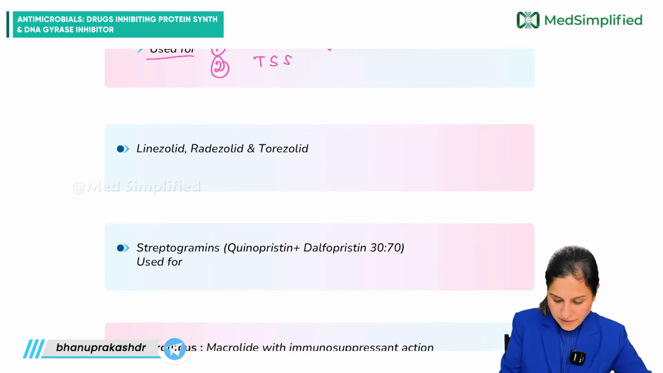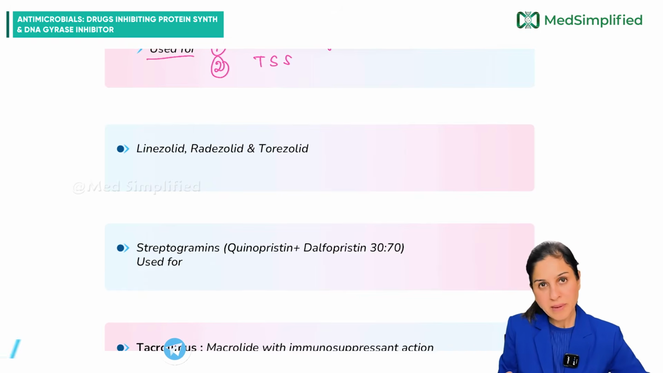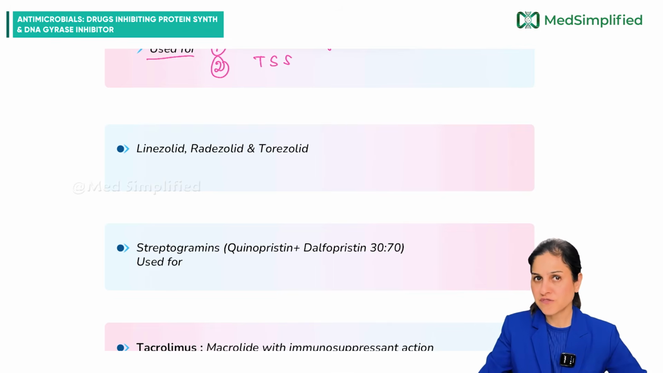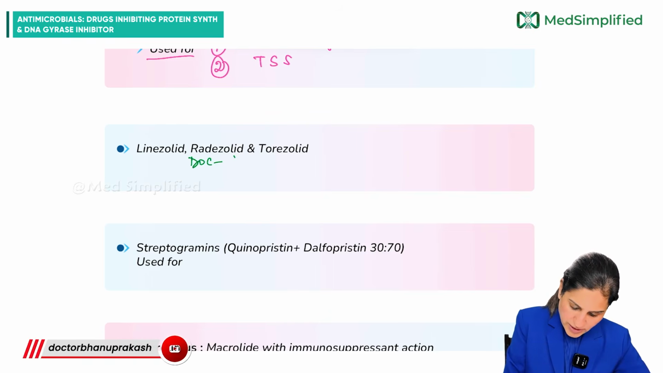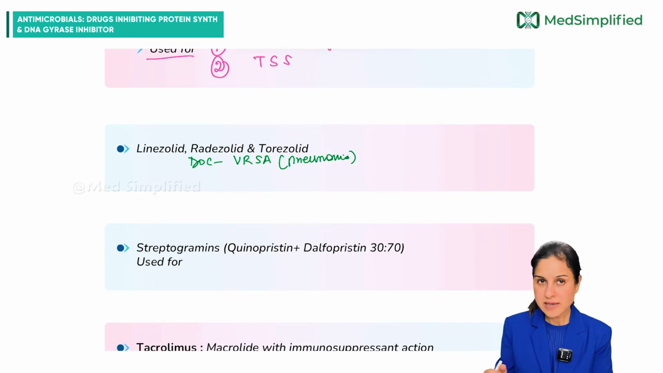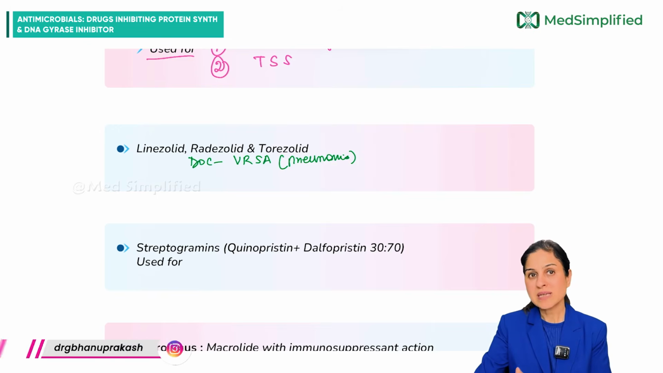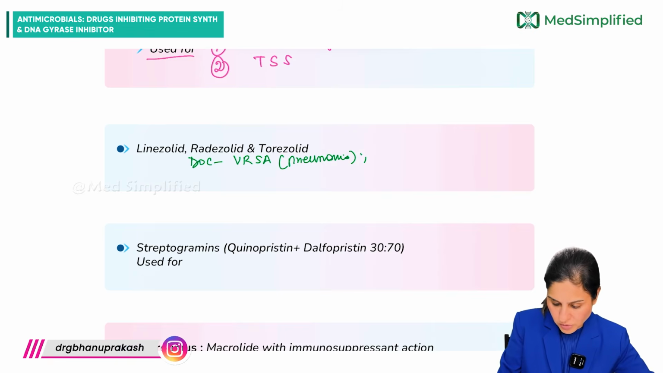Coming to the next drug, we have linezolid, tedizolid, and radezolid. Now this is important. It binds to the 23S fraction of the 50S ribosome. We've already done that. So where it is used, it is a drug of choice for VRSA pneumonia, because otherwise we can use daptomycin, but daptomycin cannot be used in VRSA associated with pneumonia because that gets inactivated by the surfactant in the lung. So there we use linezolid, and we can use it in VRE as well.